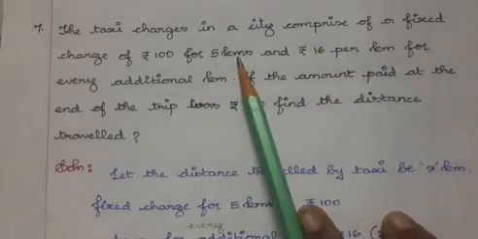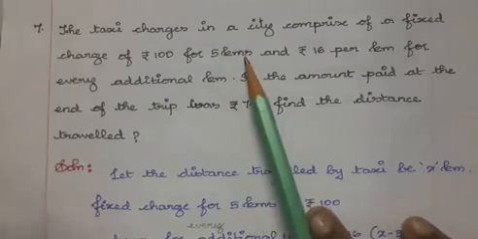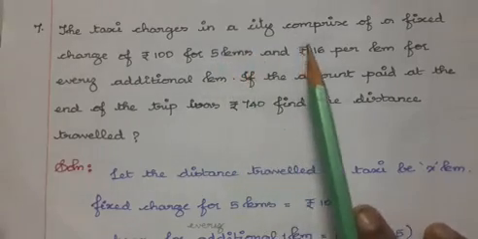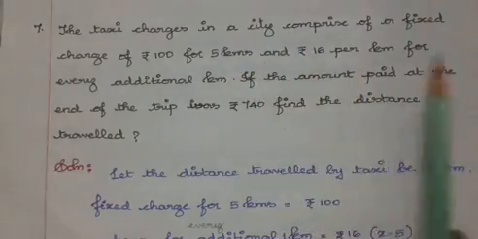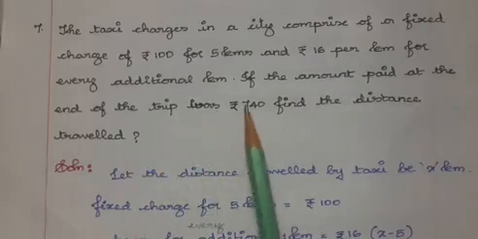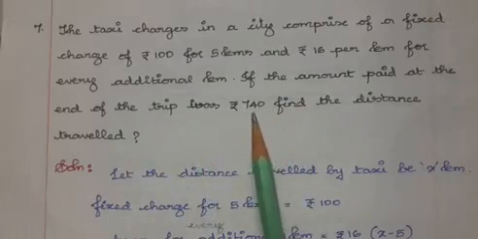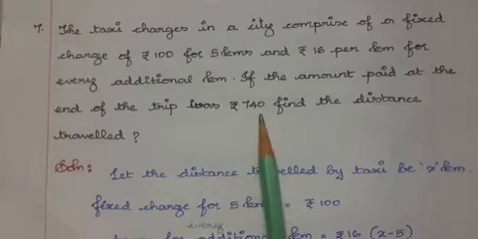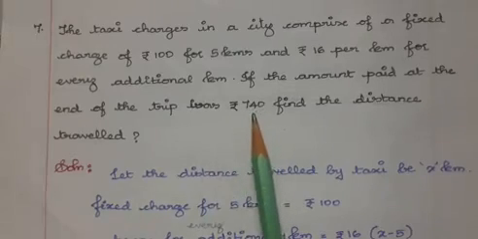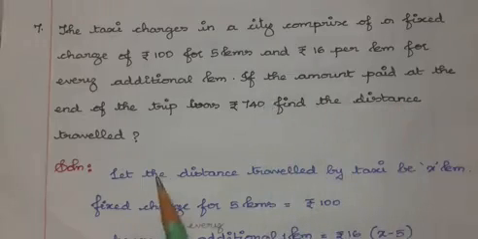After the 5 kilometers are exceeded, for each and every kilometer after this 5 kilometers, they will be charging 16 rupees per kilometer. Clear? If the amount paid at the end of the trip was rupees 740, okay, a person is traveling in a taxi. At last, when he finishes his trip, he is paying 740 rupees. Then, by the amount, you have to find what is the distance he has traveled.